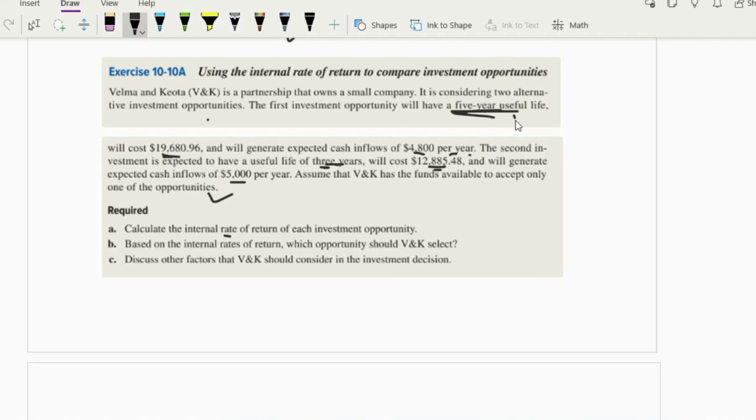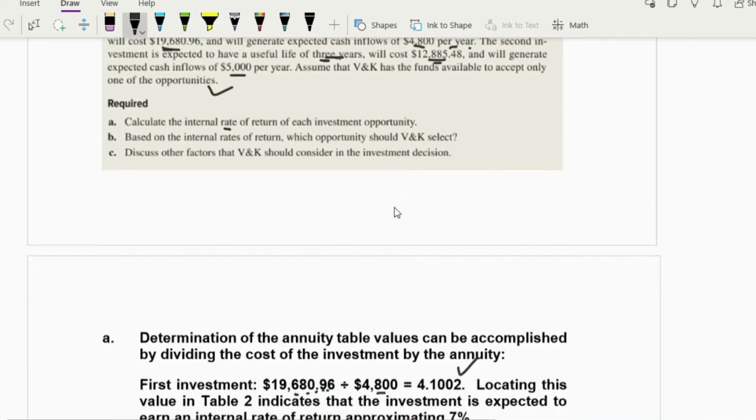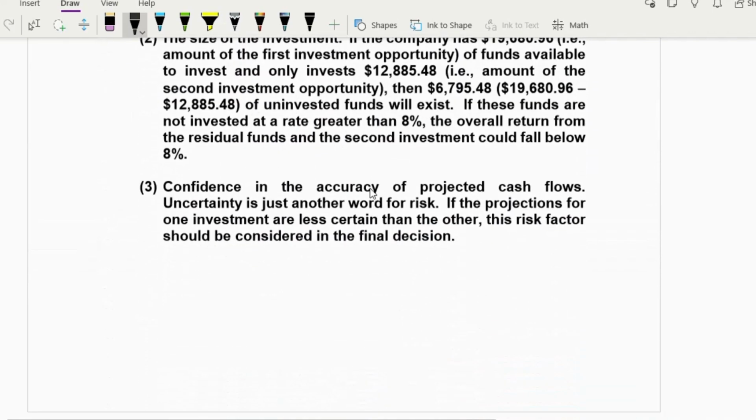The second important thing is the 5 years life. The first investment opportunity, though it provides you a 7% return, will keep on providing you 7% for 5 years, whereas the second investment opportunity will give you a return of 8% and only for 3 years. After 3 years you need to think about where to invest again, right? So these are some other factors we need to consider, so I wrote them over here.